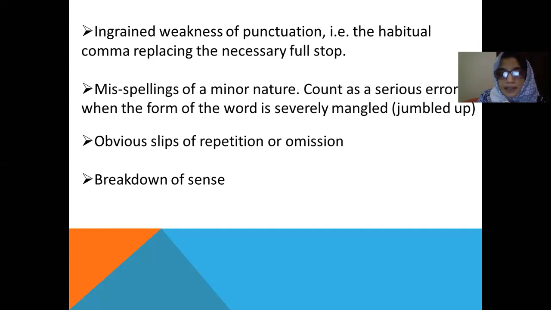Then the spellings, they need to be correct. If they are using simple vocabulary, they would not make spelling mistakes. But yes, if they are going to come up with over ambitious vocabulary, then definitely there would be spelling errors. And then the slips or repetitions, and these things can be easily identified by proofreading. And then run on sentences which break down the sense, which make the script illogical and which cannot be understood by the examiner. So this is definitely a serious error and marks will be deducted.